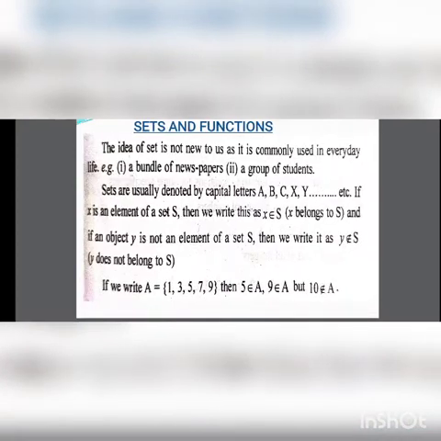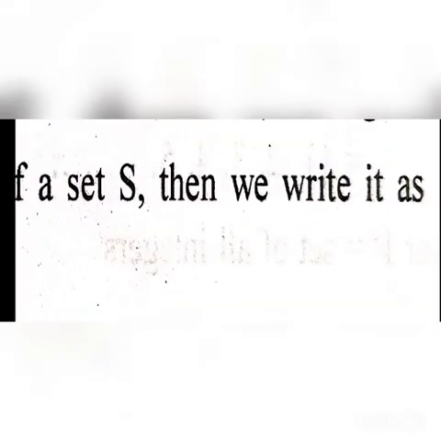See next, if we write the set A equals {1, 3, 5, 7, 9}, then you can see 5 belongs to A, 9 belongs to A, but number 10 does not belong to set A.